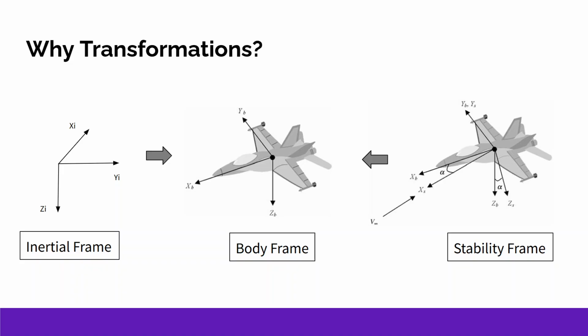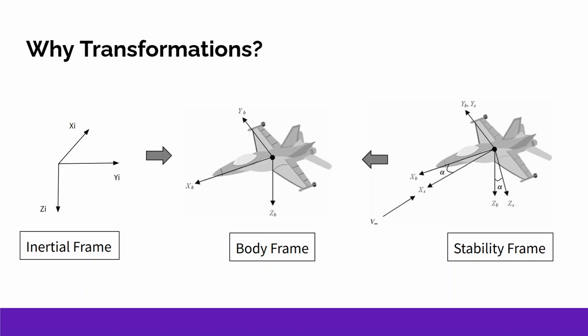Now the question is, why do we need all of that? The EOMs are based on the sum of the forces, but how can you add vectors defined in different reference frames? The short answer is you can't. You can only compare apples to apples. If the EOMs are expressed in the body frame, then everything making up these equations needs to be expressed in the body frame as well, hence the transformations.